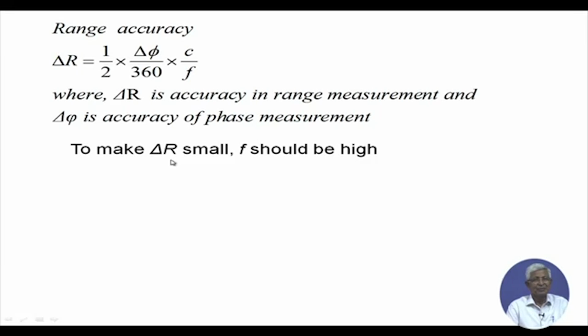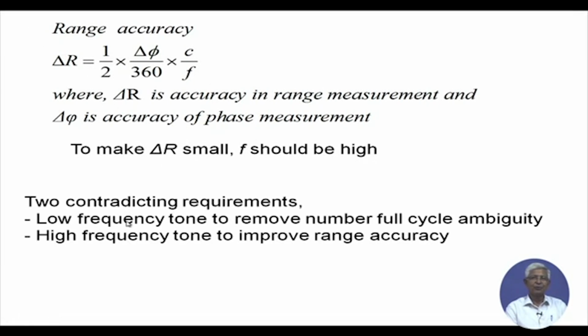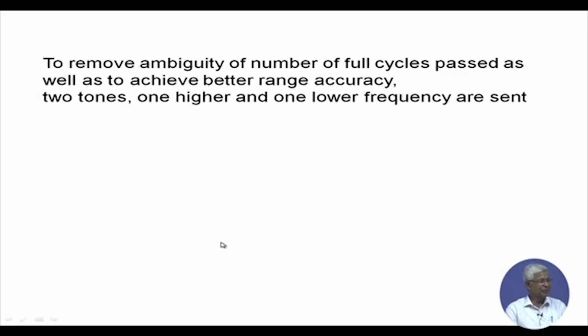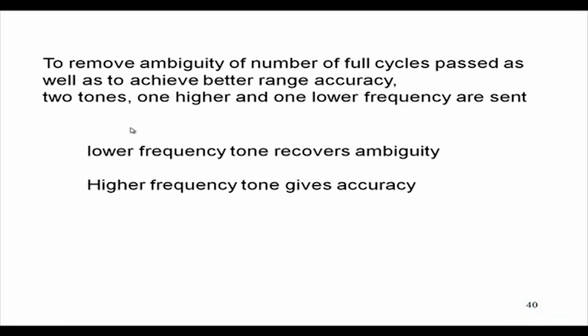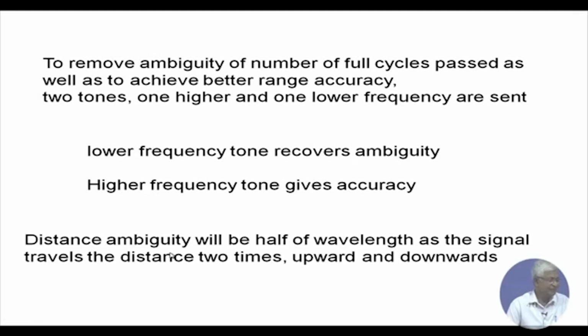To make delta R small, the f has to go high. So we have two contradicting requirements. One is a low frequency tone that will remove the full cycle ambiguity, and the other is a high frequency tone to improve the range accuracy. To remove the ambiguity of the number of full cycles passed, as well as achieve better range accuracy, 2 tones are then used for tracking, one higher and one lower frequency. The lower frequency tone resolves the ambiguity, and the higher frequency tone gives accuracy. This distance ambiguity will be half of the wavelength, as the signal travels the distance 2 times, upward and downward.